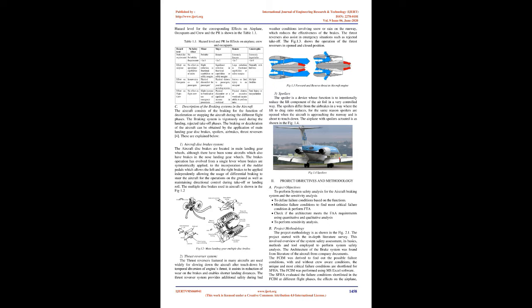C. Description of the braking systems in the aircraft. The aircraft consists of the braking system for the function of deceleration or stopping the aircraft during the different flight phases. The braking system is vigorously used during the landing and rejected takeoff phases. The braking or deceleration of the aircraft can be obtained by the application of main landing gear disc brakes, spoilers, air brakes, and thrust reversers. These are explained below. 1. Aircraft disc brakes system. The aircraft disc brakes are located in the main landing gear wheels, although there have been some aircraft which also have brakes in the nose landing gear wheels.